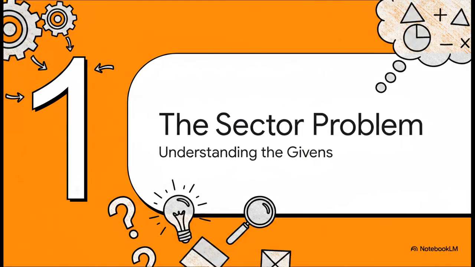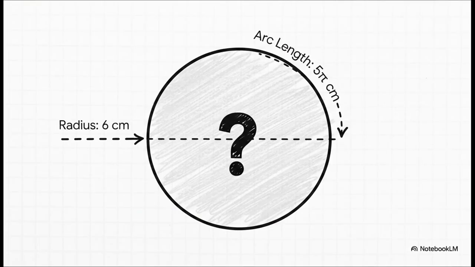Before we even think about solving this, we have to be absolutely clear on what we're working with. What are the key pieces of information the question gives us? Right, so we've got a sector, basically a slice of pizza. The diagram shows us that the radius, the distance from the center O out to the edge, is 6 centimeters. We're also told that the crust of our pizza slice, the arc length, is 5 pi centimeters. And our job? Find the area of this slice.